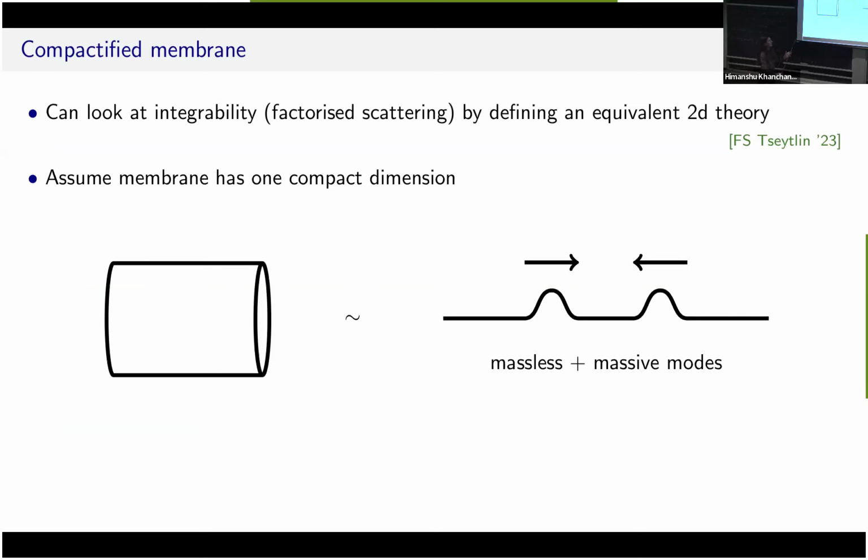So I will assume that the target space has one compact dimension, and that this is one of the directions used for the static gauge fixing, so that the worldvolume has the topology of R2 times S1. By dimensional reduction, you get a theory in 2 dimensions where the massless modes couple to an infinite tower of massive Kaluza-Klein modes. We want to understand the scattering of these massive excitations.